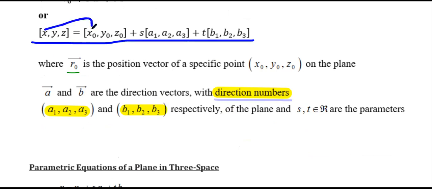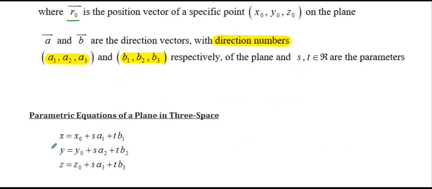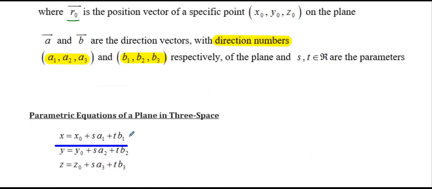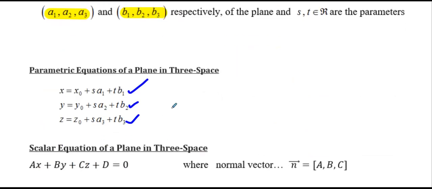Since you can write a vector equation using component form, much like with the equation of a line, you can then write parametric equations. So x equals x naught plus sA1 plus tB1, and then a similar pattern to get the other remaining parametric equations. All right, there is also a scalar equation of a plane in 3 space.